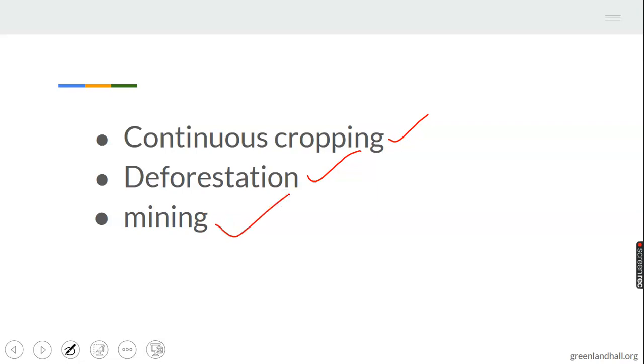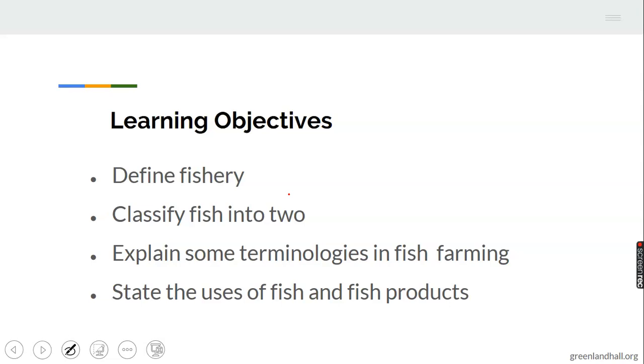Let's take note of these activities that can lead to loss of soil nutrients. As regards today's topic, the objectives are stated below. 1. Define fishery. Don't forget the topic is fishery. 2. Classify fish into 2. 3. Explain some terminologies in fish farming. 4. State the uses of fish and fish products. And as well, we are going to look into fishing methods if time permits us. Let's take note of the objectives because you are expected to know this at the end of this topic.